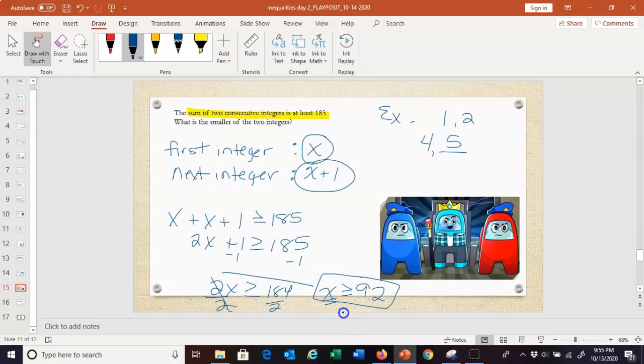Could it be 93? Sure. But the smallest it could be is 92. So the smaller of the two integers is 92. It can't be anything else. It can't be 91 because it tells us x is greater than or equal to 92.